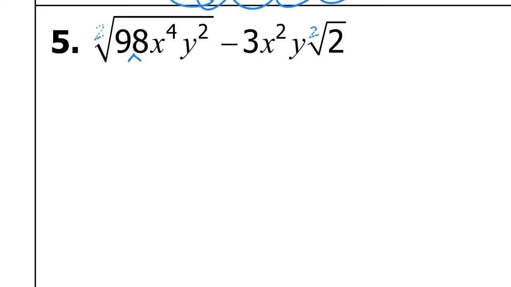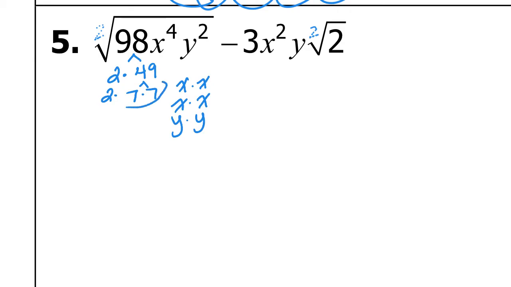So I'm going to break my 98 down. 98 is even, so I know I can take out a 2. So 2 times 49 gives me 98. And 49 can be broken down into 7 times 7. I will also have 4 x's and 2 y's because of my exponents on my variables.